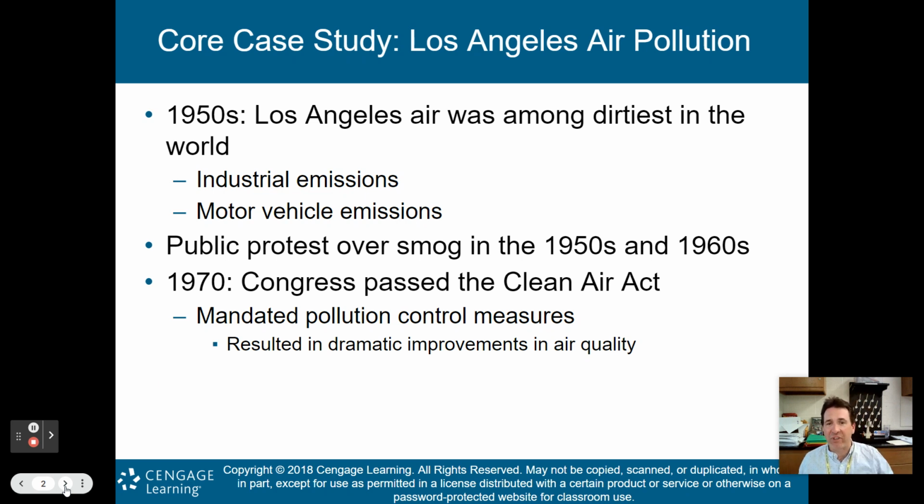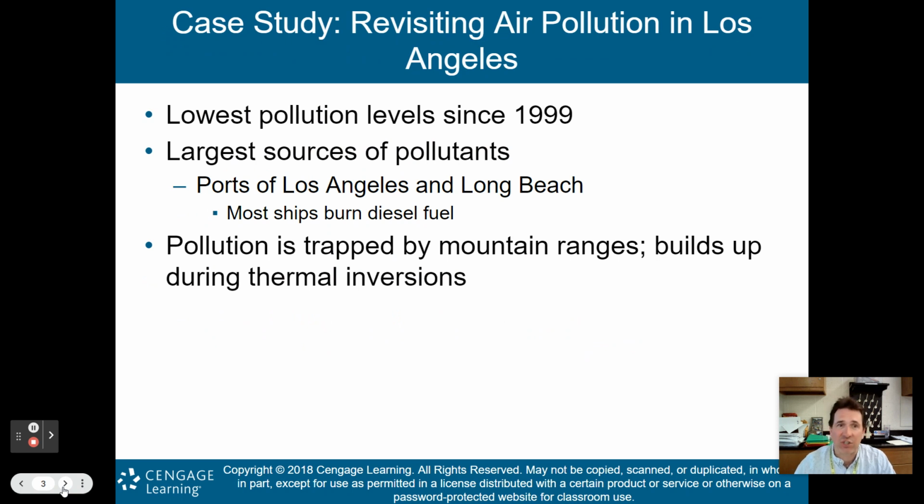Public protest over the smog in the 50s and 60s led to Congress passing the Clean Air Act in 1970, which mandated pollution control measures, and this resulted in dramatic improvements in air quality in Los Angeles. Right now, they have the lowest pollution levels since 1999. The largest source of pollutants still are the ports of Los Angeles and Long Beach, where a lot of ships burn diesel fuel. And again, pollution is trapped by the mountain ranges, and that builds up those thermal inversions.